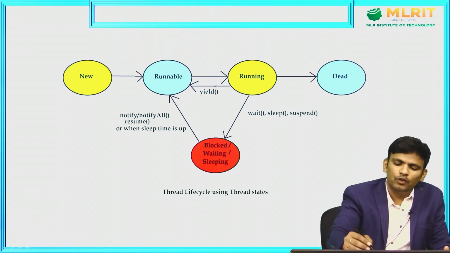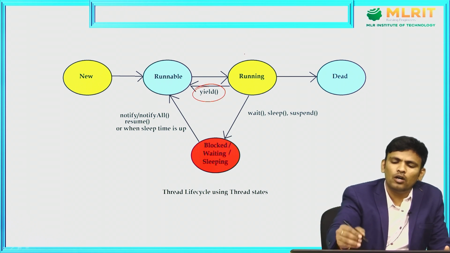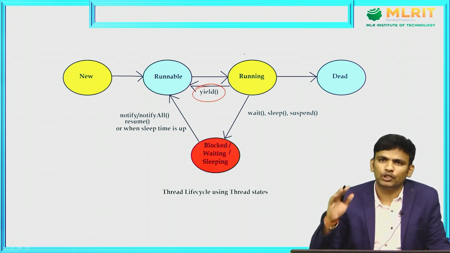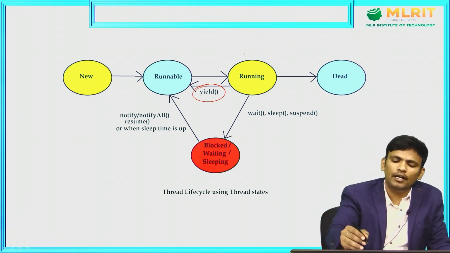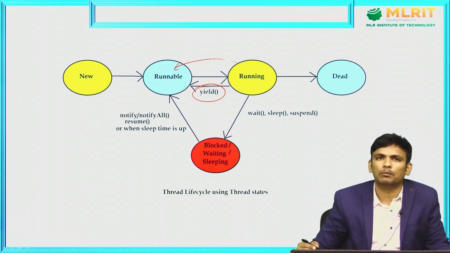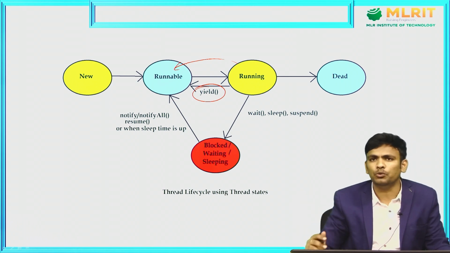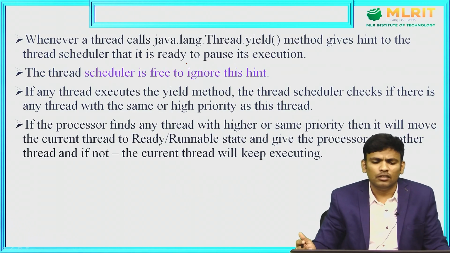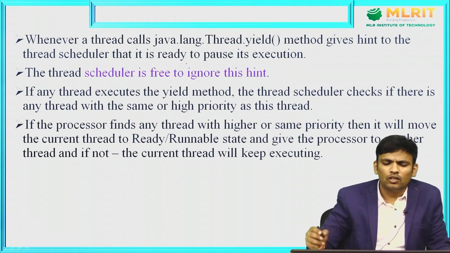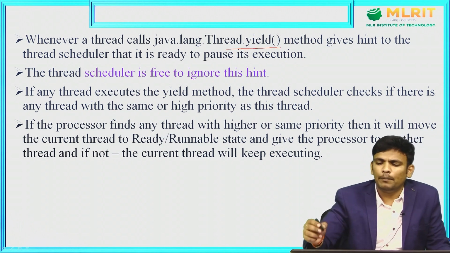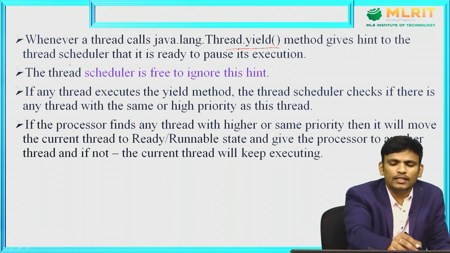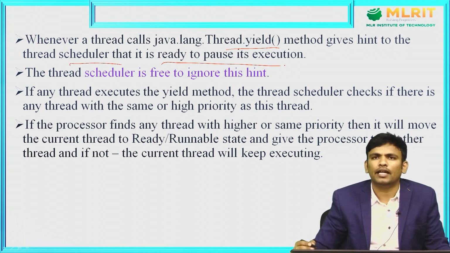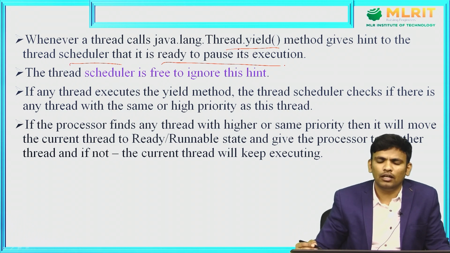Whenever you apply the yield method, if any long running thread is executing on the CPU, it will stop the execution temporarily and enter the runnable state, and it will give a chance to other waiting threads which have the highest priority. That is the yield method. Whenever a thread calls Thread.yield, it gives a hint to the thread scheduler that it is ready to pause the execution.